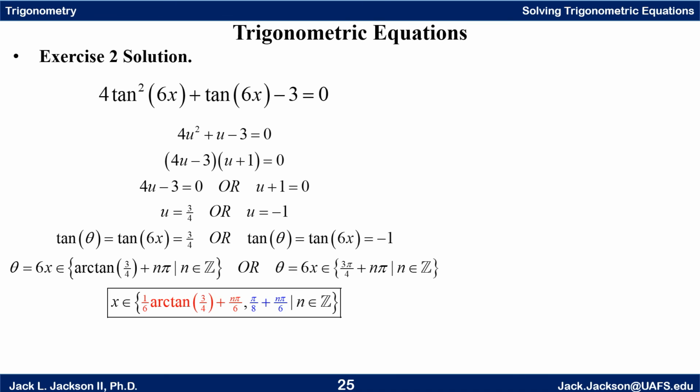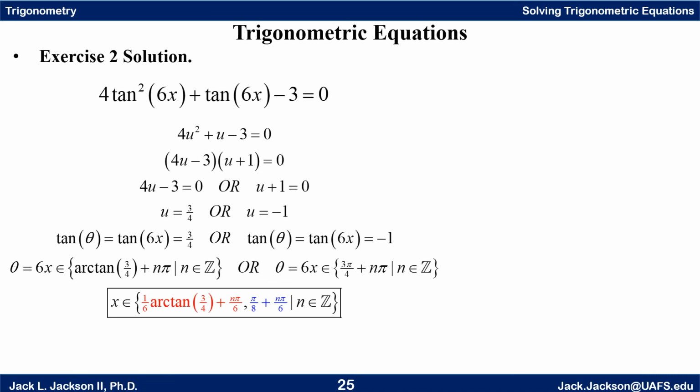Okay, so here's the solution. We let u be tangent of 6x. So we have 4u squared plus u minus 3 equals 0. Factor that. That's 4u minus 3 times u plus 1 equals 0. Set each factor equal to 0. 4u minus 3 equals 0, or u plus 1 equals 0. Add 3 to both sides and divide by 4 to get u equals 3/4 on the left one. Add negative 1 to both sides to get u equals negative 1 on the right.